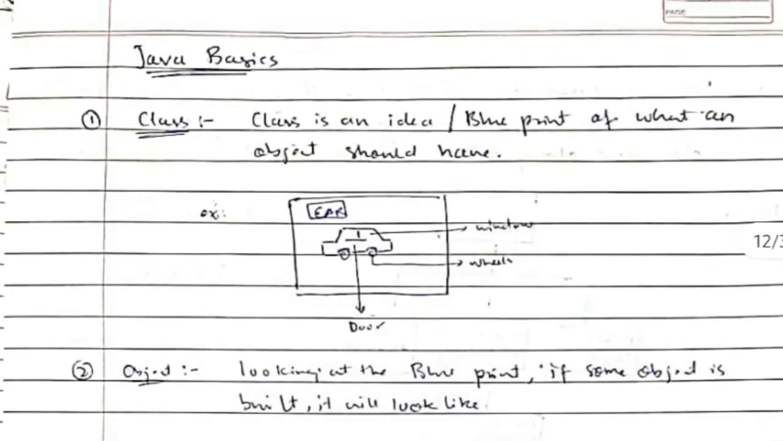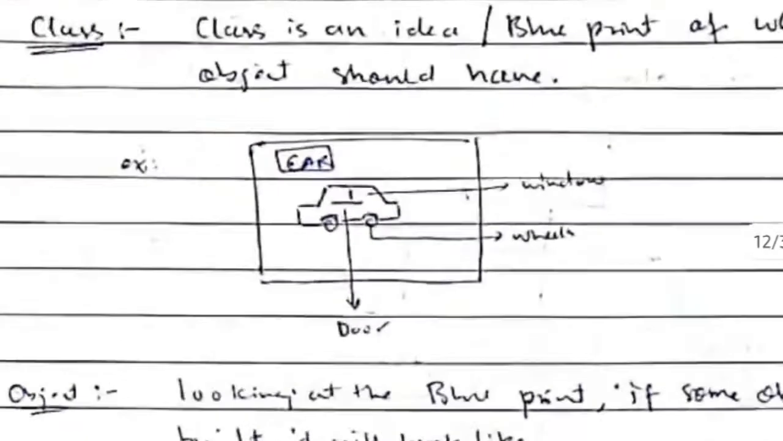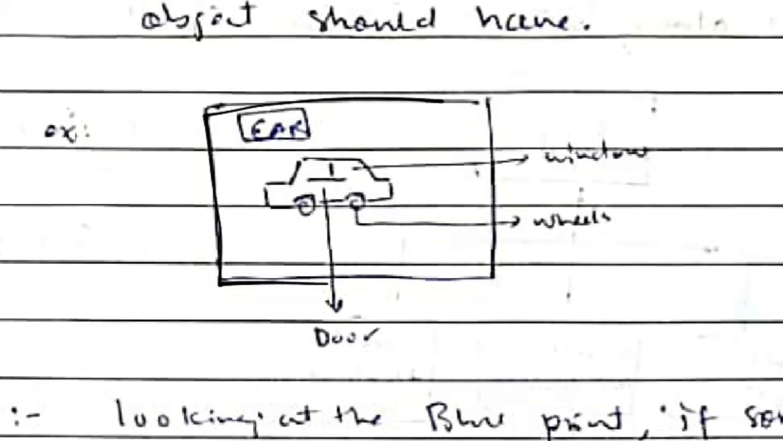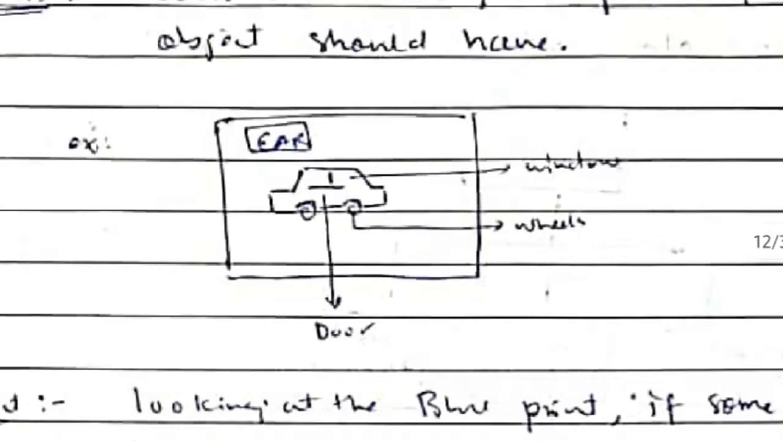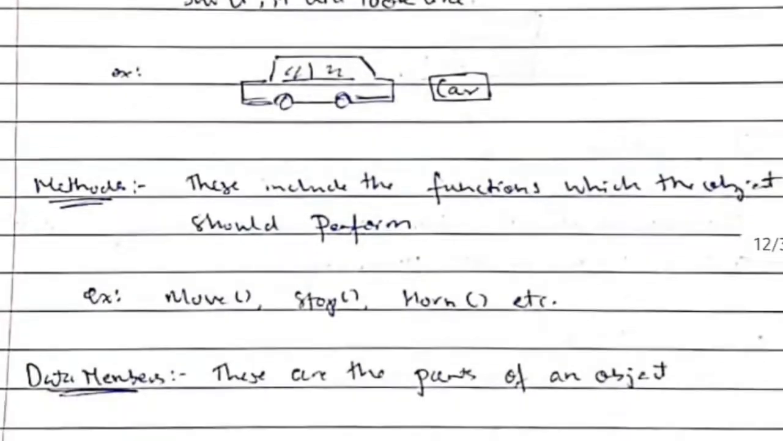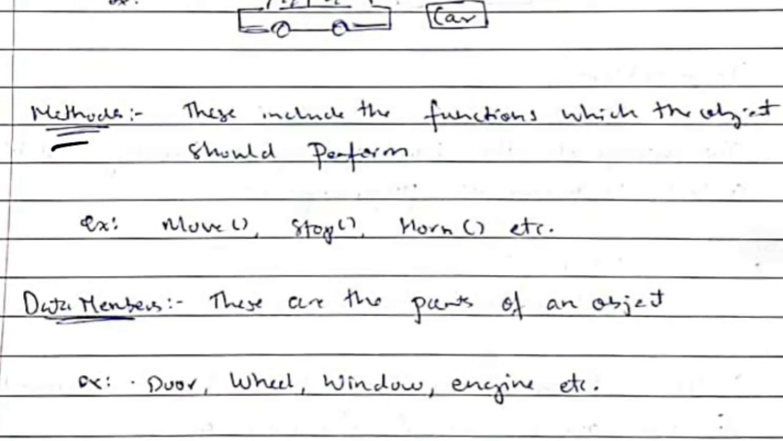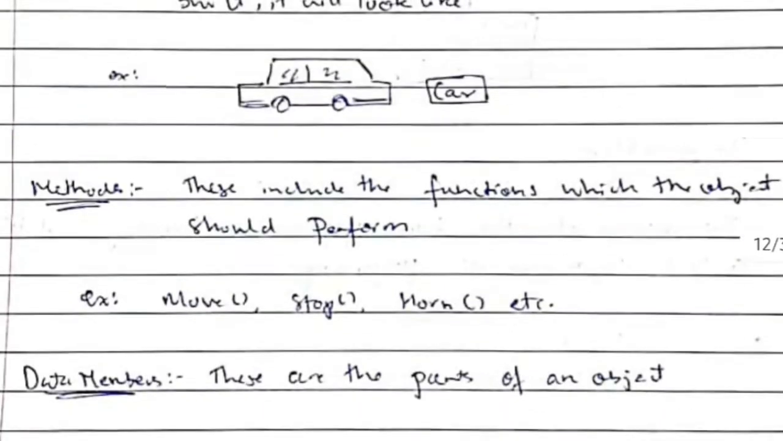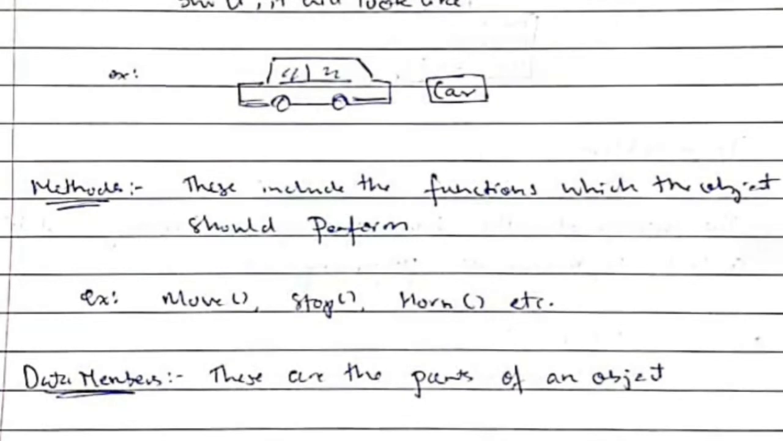Okay, before moving on to the main program, let's discuss some basic concepts about Java, which is the class. Class is nothing but a blueprint. Suppose that here you have the car's blueprint, which will include the windows and other parts of the car, and by using this blueprint, if you create a car, that's nothing but the object. Okay, and methods means the functions which the object performs. Like in this case, the functions are move, stop and horn and the other functions, and the data members are nothing but what the whole object is made up of.